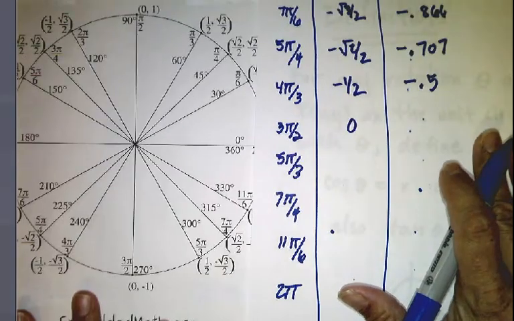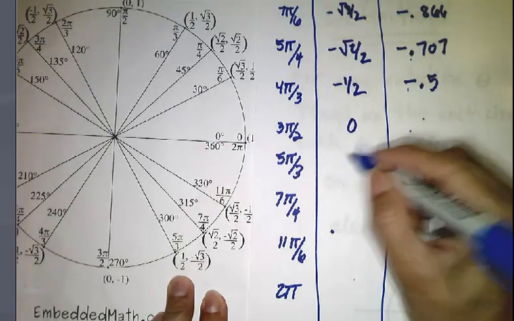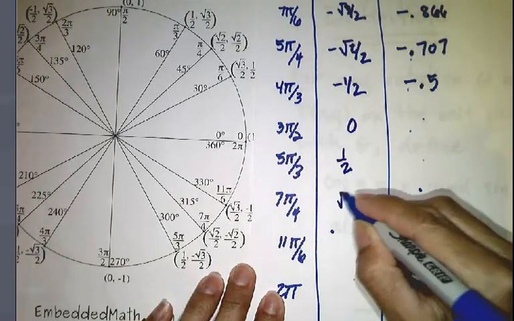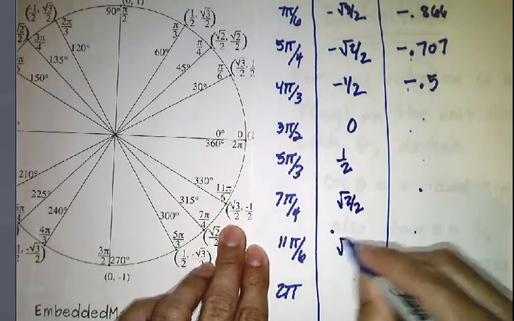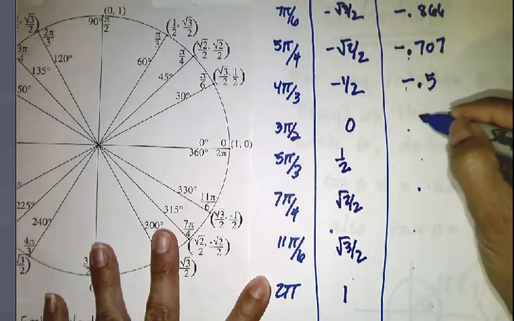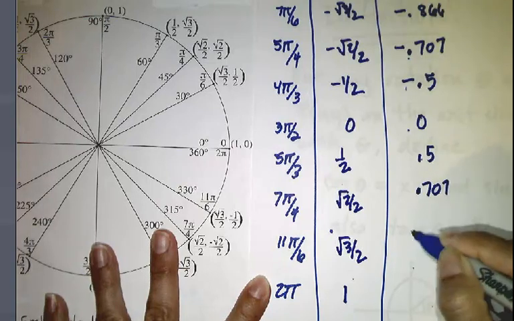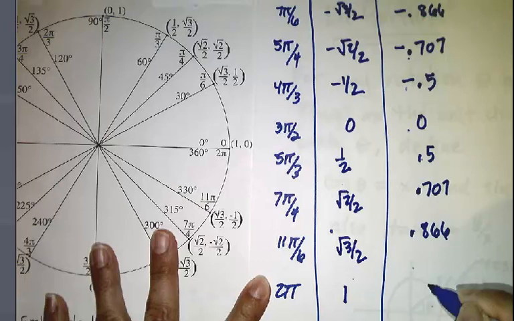And then moving around in my last quadrant, I will get the values 1/2, square root of 2 over 2, square root of 3 over 2, and 1. And likewise, we get 0, 0.5, 0.707, 0.866, and 1. Now let's go ahead and plot these points on our graph to finish up one rotation for cosine.